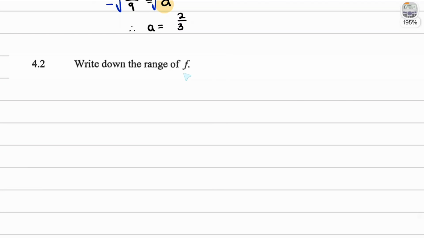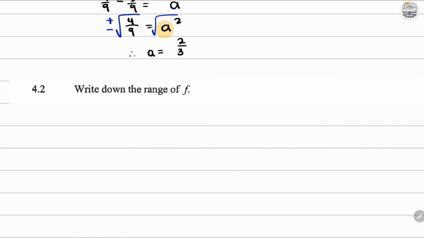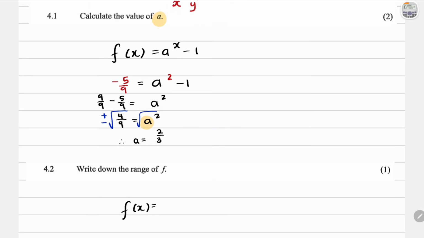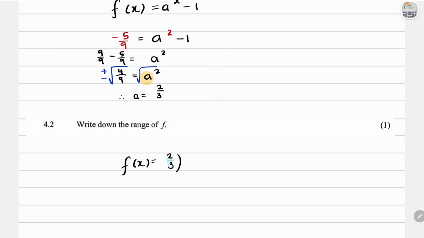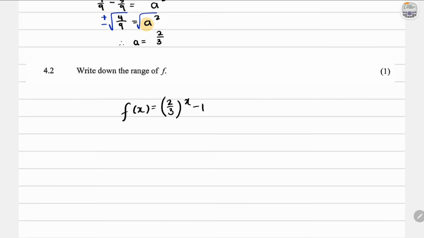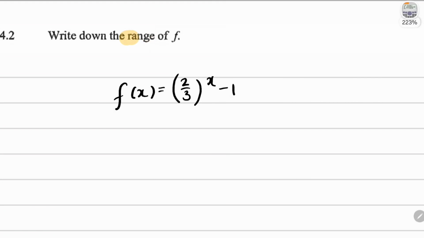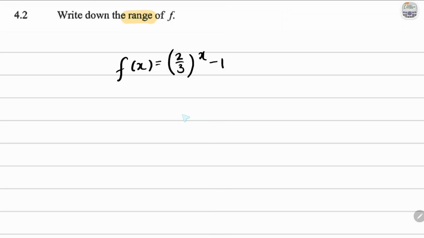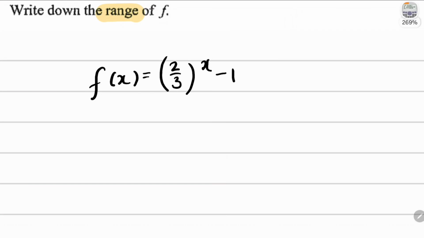The next question says, write down the range of f. Okay, and this is just for 1 mark. So now that we have a, it means that your graph looks like this. F of x is equal to, and you just have 2 over 3 raised to the power of x minus 1. So remember that the range is all the possible y values of the graph. When you're looking at this graph, a rough sketch on what it's going to look like is you see that you have 2 over 3. And I would actually want to explain this more when we're sketching the graph. But the thing is that you need to focus on what is in front of this 2 over 3.